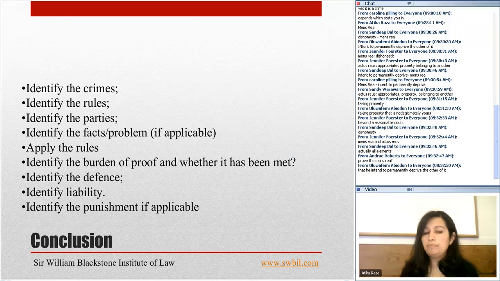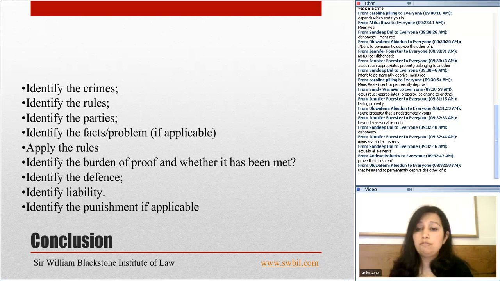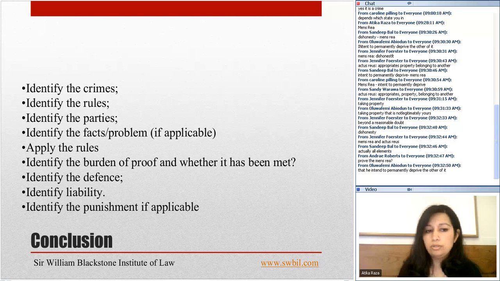And there's a conclusion. Always remember, you have to identify the crime, you identify the rules, you identify the parties. You should be able to understand what actually is the problem or fact here. You apply the rule, you identify the burden of proof, or whether it's been met or not. You identify the defense, you identify the liability, and then you identify the punishment, if applicable, and you tell them that they could be punished or not, and so on and so forth.